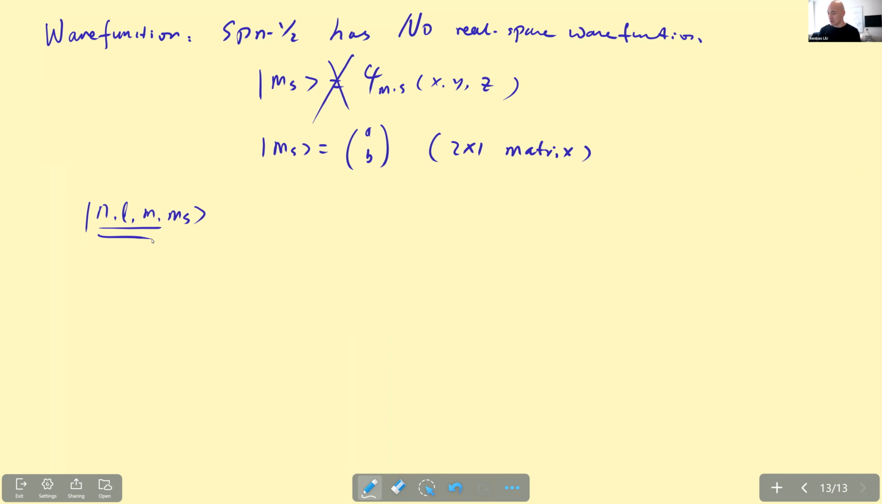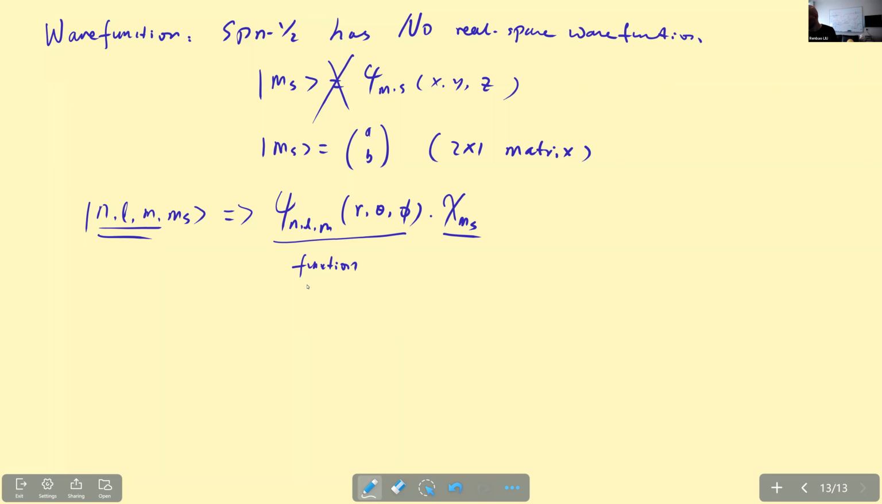And then for the state n, l, m, m_s, we know that these parts denote a wave function, okay? So it can be written as psi_{n l m}(r, theta, phi), that's a real space wave function, and then times chi_{m_s}, right? So this one is a function in 3D space, and this one is a 2 times 1 matrix.